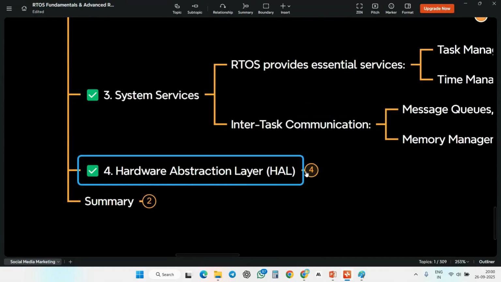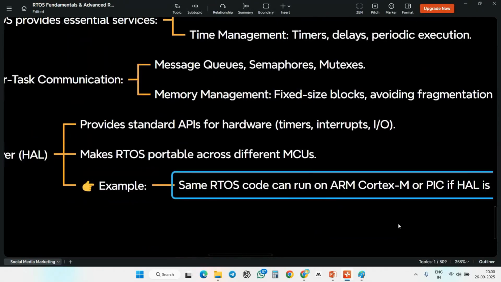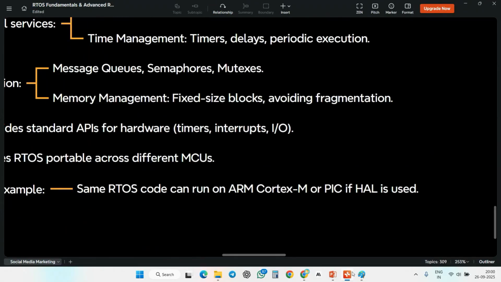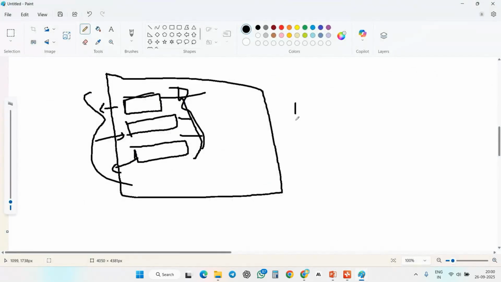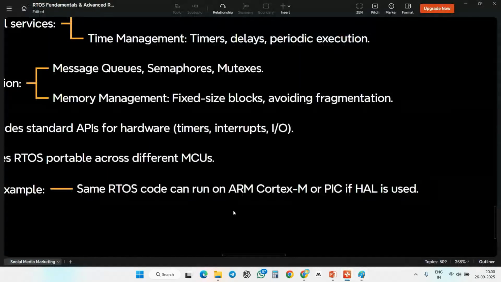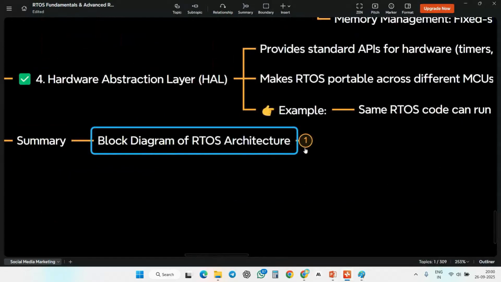And the hardware abstraction layer. What is meant by hardware abstraction layer is that the same RTOS can be implemented on different microcontrollers, because we mostly use it in embedded systems. The real-time operating system is most probably used in embedded applications only. So we can use the same kind of RTOS on multiple microcontrollers like ARM Cortex and PIC. That is called the hardware abstraction layer. It provides a direct interface with your hardware.